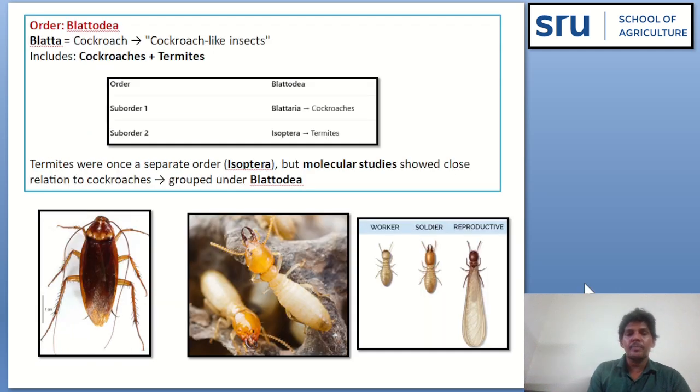See here, order Blattodea. Blatta means cockroach. Cockroach-like insects include cockroaches and termites. This order has two suborders, that is Blattaria, cockroach, and suborder 2 Isoptera, that is termites. Termites were once a separate order, that is Isoptera, but based on molecular studies, they are showing a close relationship with the cockroaches. That's why they are grouped under order Blattodea.